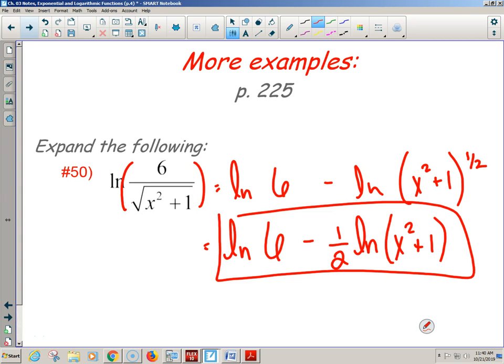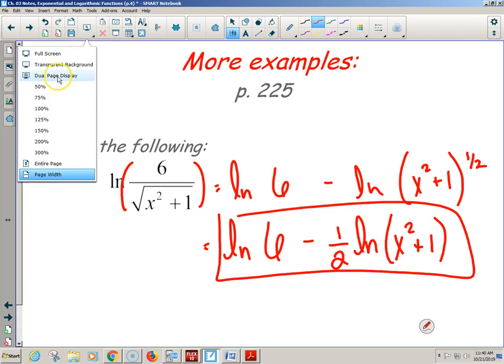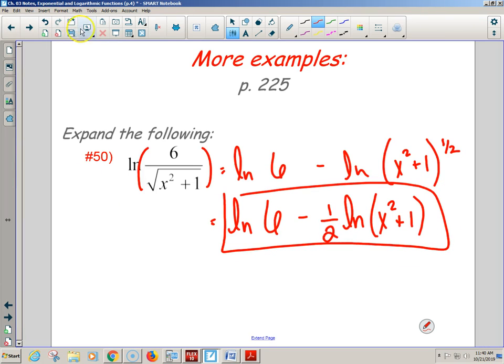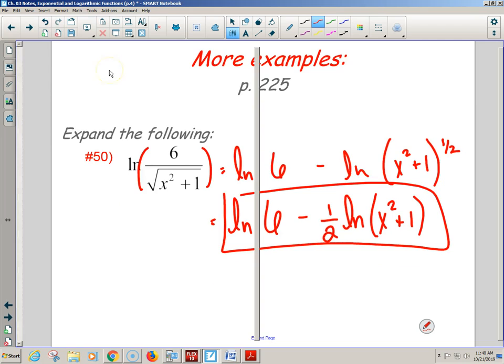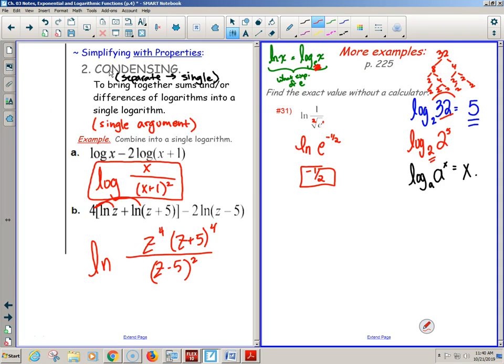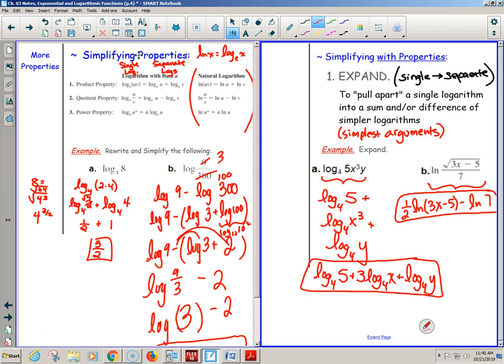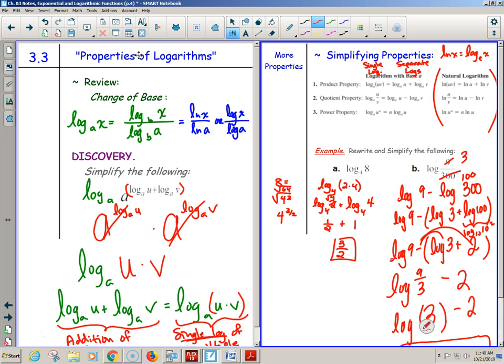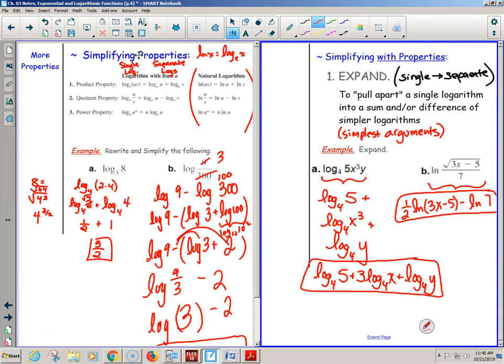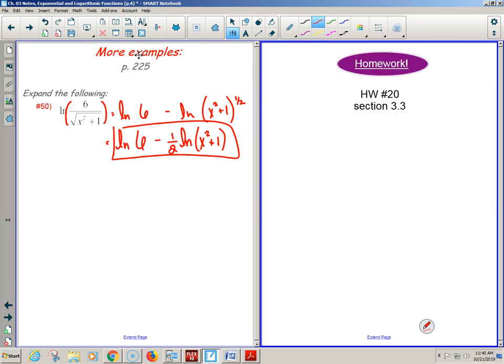Thursday. No, we did this all on Friday, didn't we, guys? I think we did it all on Friday. We talked about the basic properties of logarithms and how to expand, pull apart, and how to condense, put together. And we got these basic quotient, power, and product properties together. I think besides that, that was the end of section 3.3.